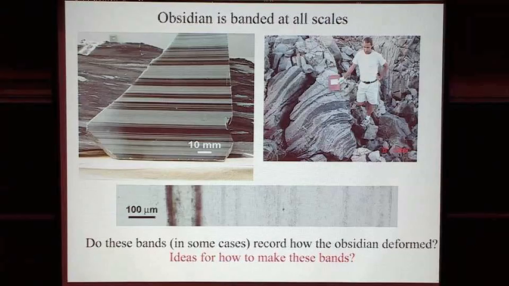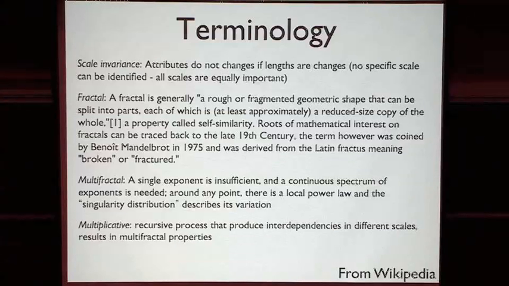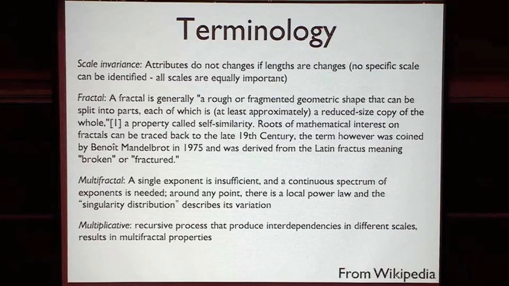It turns out there's systems that are multifractal. There's not a single fractal dimension that characterizes them. And there's some processes that are called multiplicative, where something acts repeatedly upon itself to produce structure. Okay. And we're going to look at these different attributes of structure and see if we can test Mark's idea that it's, for example, shear flow that's producing these bands.